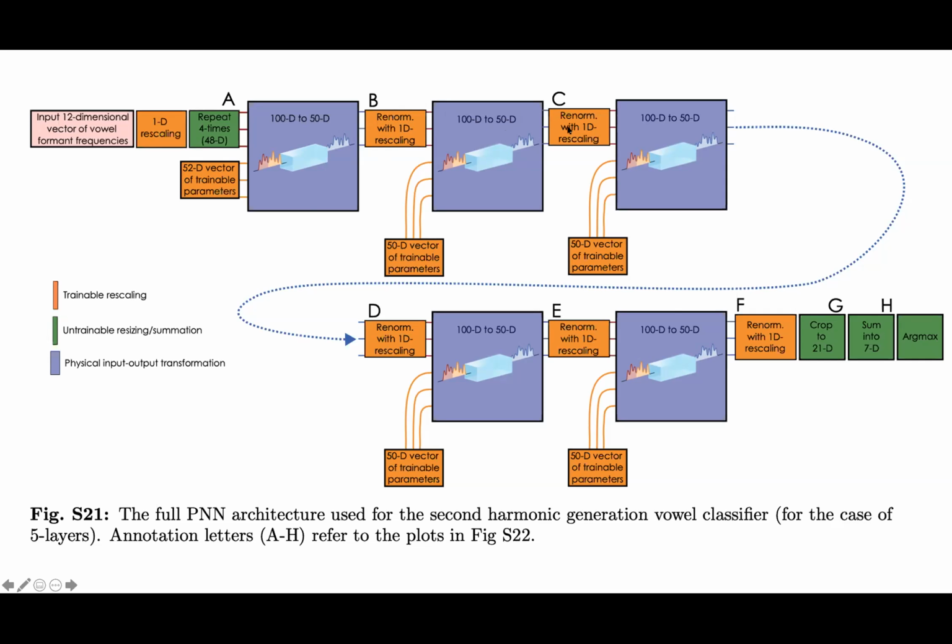And then you repeat this 5 times, and in the end you have a 50-dimensional vector, renormalized with the 1D as before. Then you do some crop, some summation, and the argmax. So this is going to be the output prediction. This is a classification problem.